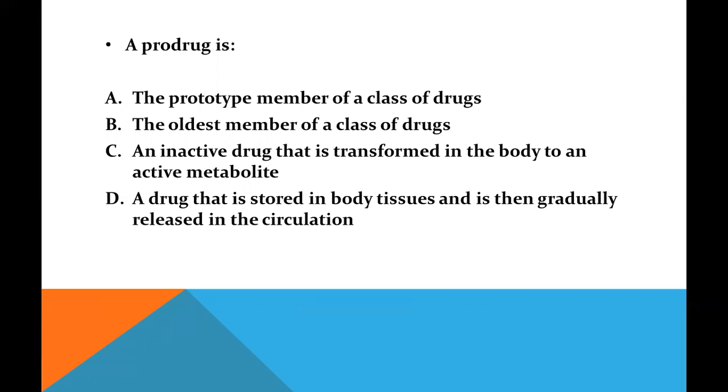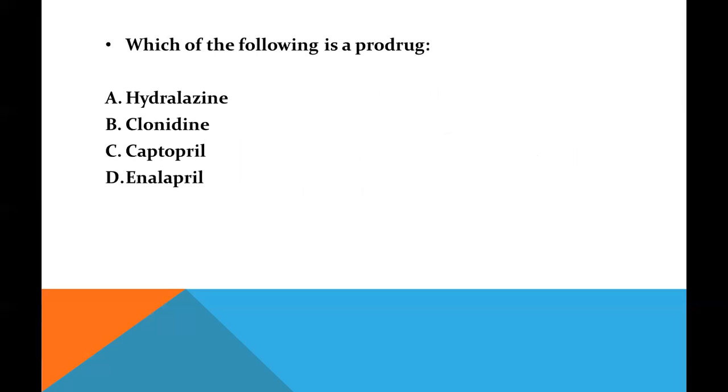A prodrug is, so the options are: the prototype member of a class of drugs, the oldest member of a class of drugs, an inactive drug that is transformed in the body to an active metabolite, a drug that is stored in the body tissue and is then gradually released in the circulation. So a prodrug is option C, an inactive drug that is transformed in the body to an active metabolite. So prodrug is an inactive form of drug.